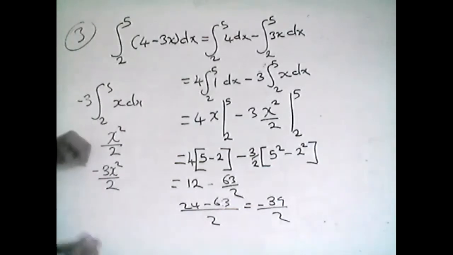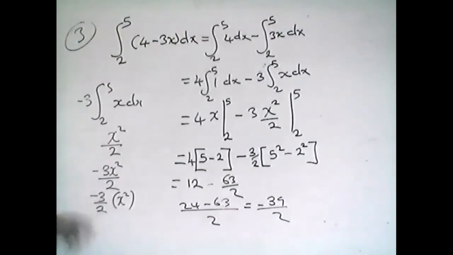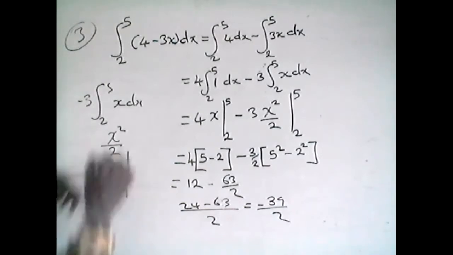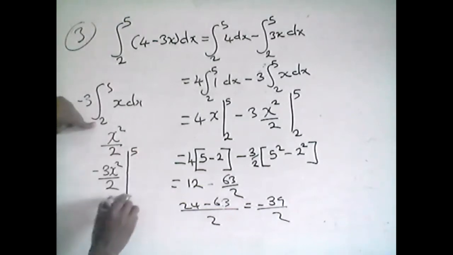So now if I happen to write this like this, there is no difference. It's just one and the same. Or even the way it is, I can do this. Now I put my limit. The upper limit that I have is 5, and the lower limit that I have is 2.